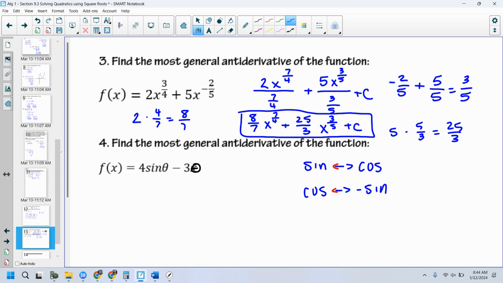So what is the antiderivative of sine? Negative cosine. Right? So negative 4 cosine theta minus, now this 3x, 3 theta, whatever you want to call it here, works exactly like any other polynomial. So we're just going to say minus 3 theta squared over 3. Or sorry, over 2, excuse me.